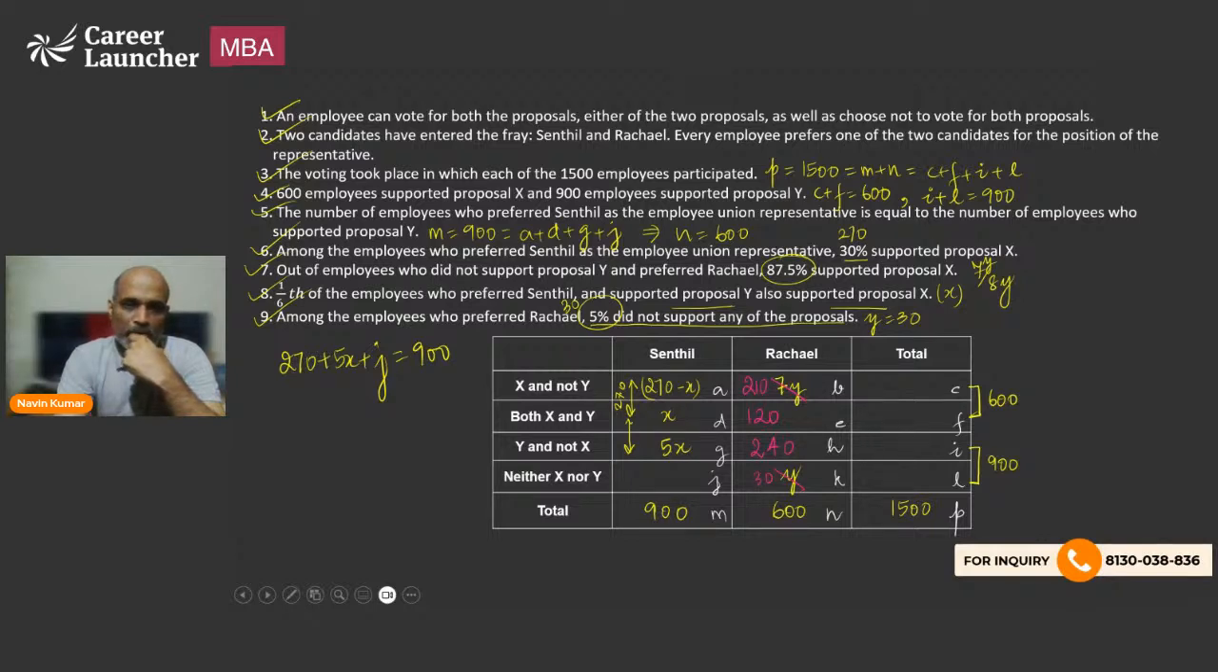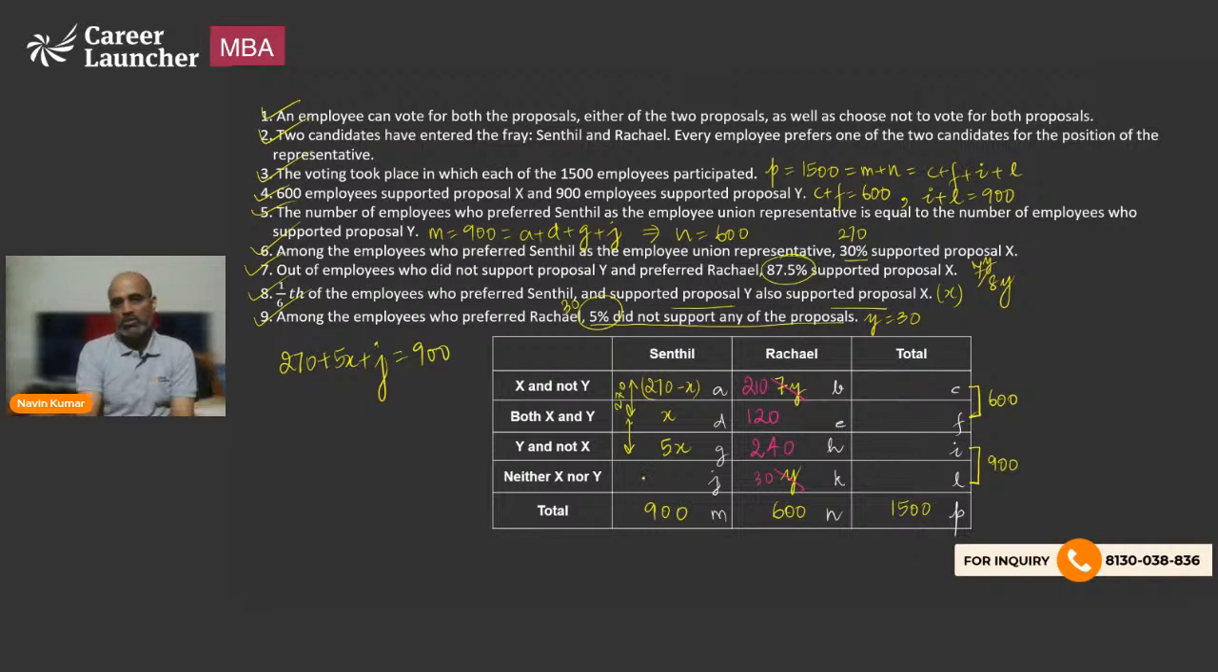Who did not support proposal Y. Okay, that part is done. I think I'm missing something that I was supposed to put. That is 900. See, this is obviously j is going to be 270.